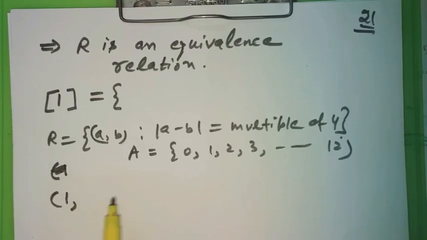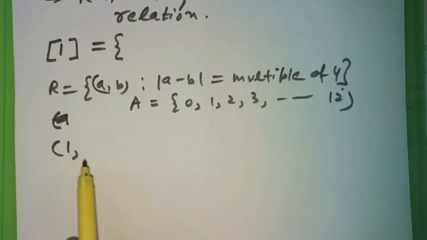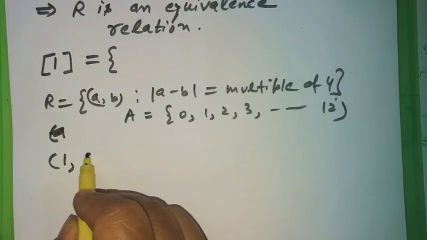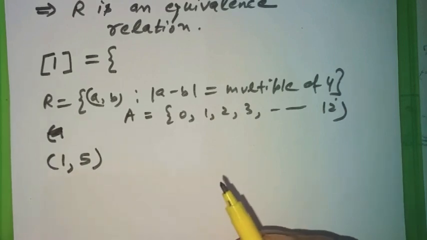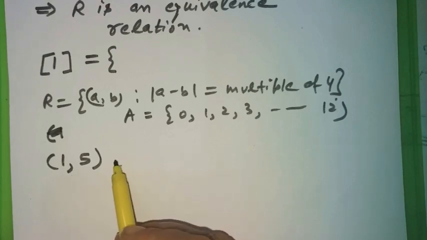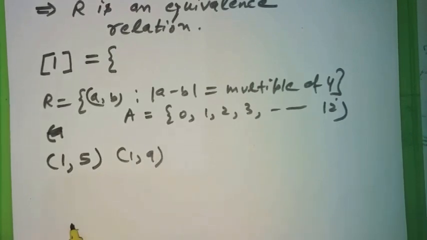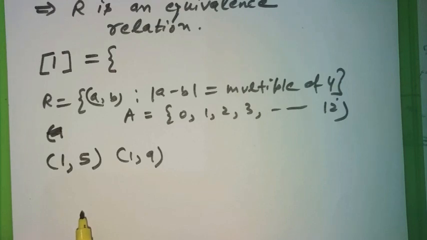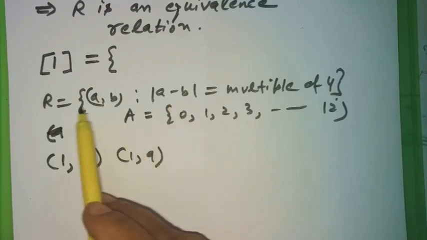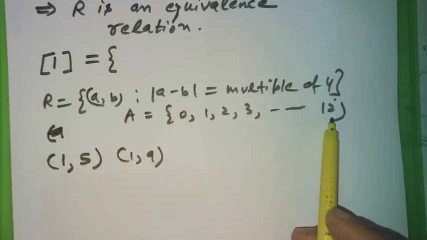So you have to check all those numbers can be related to 1 whose difference with 1 will be multiple of 4. So difference of 1 with 5 will be 4, which is the first multiple of 4, and then second multiple of 4 is 8. So difference of 1 with 9 will be the second multiple of 4, which is 8, and the next multiple of 4 is 12. The difference of 1 with 13 will be 12, but 13 cannot belong to this relation because 13 is not there in this set. We have only the numbers from 0 to 12.